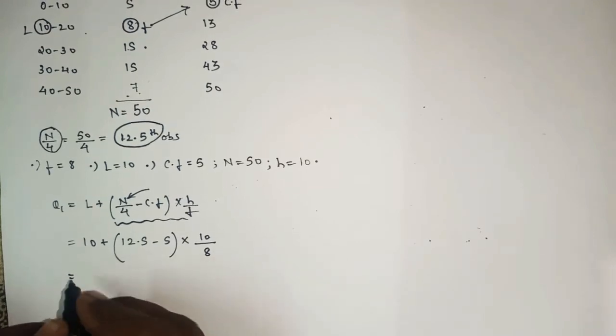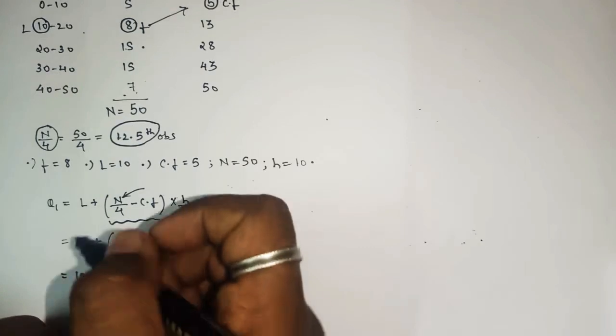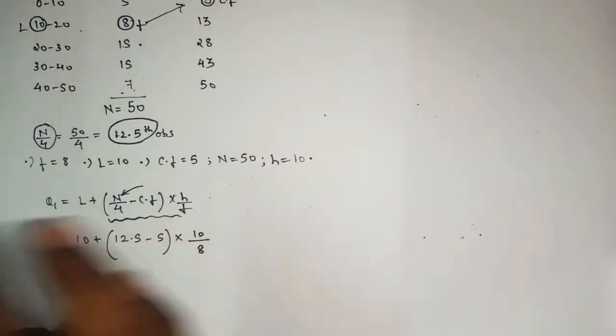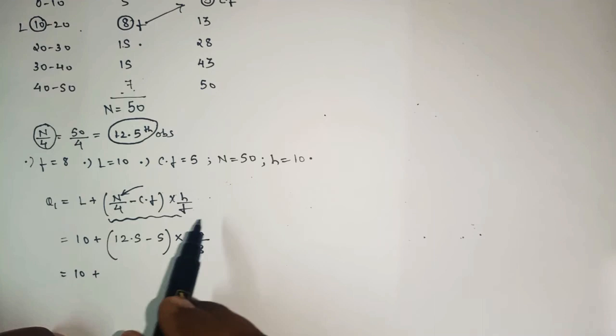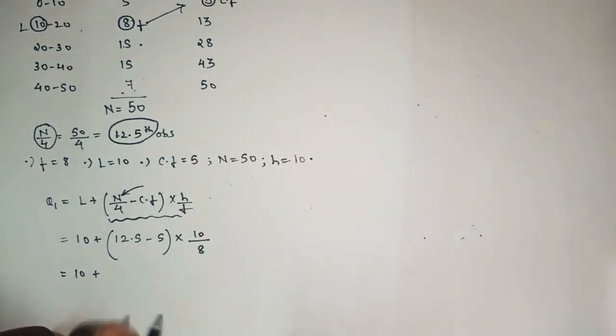So here, as I told in the last video lecture also, keep the value of L as it is. Don't do anything with L. Whatever you want to do, multiplication, cancellation, division, that is for this section only. We'll keep this L part for Q1, Q2, Q3. Whenever you have to find any quartiles, keep this L as it is.